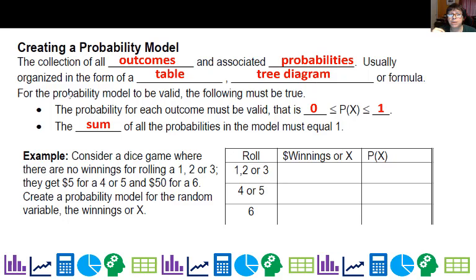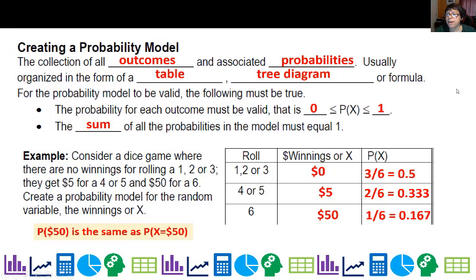All right, so we're going to consider a dice game where there are no winnings for rolling a 1, 2, or 3. And you get $5 for a 4 or 5 and $50 for a 6. So we're going to create a probability model for this, all right? So there's your winnings of $0, $5, and $50. What's the probability that you'll win 0? Half the time, because it's 3 out of 6 rolls. How about $5? Well, there are 2 out of 6 equally likely rolls, so about a third. And for the $50, it would be 1/6. All right, so we know that this model's fine because the probabilities do add up to 1.